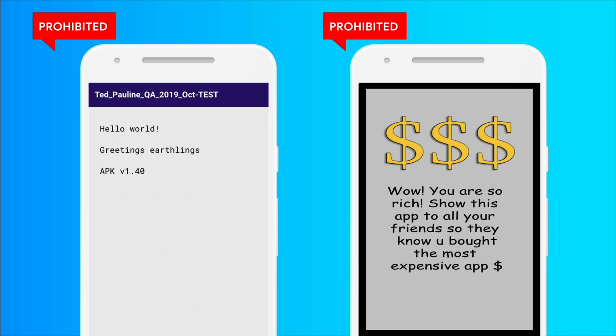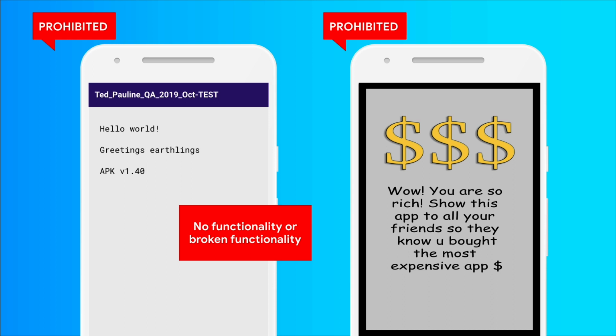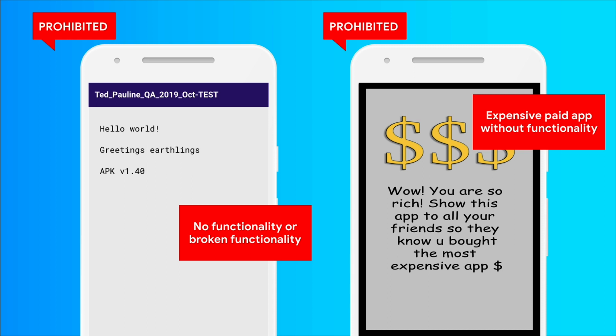Both screenshots are policy violations. First, the screenshot on the left is an example of an app that has no functionality and appears to be for testing purposes. This is not allowed. The screenshot on the right is an example of an I'm Rich app and provides no functionality. Again, these types of apps are prohibited.